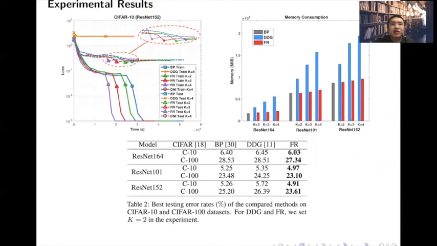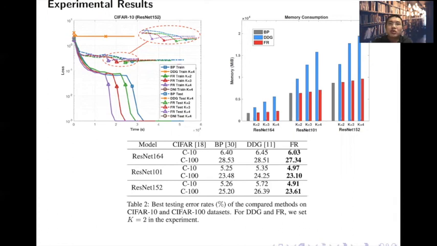In the first figure, we can see that the feature replay algorithm converges very similarly to the BP algorithm, and if we increase the number of GPUs, we can reduce the training time significantly. If the number of GPUs is 4, the computation time of the feature replay algorithm is just about half of the training time of the BP algorithm.